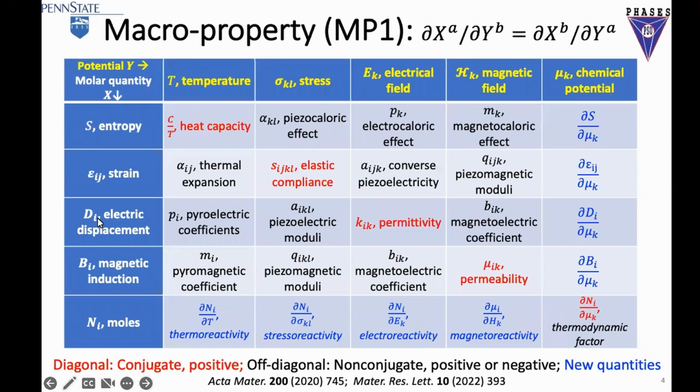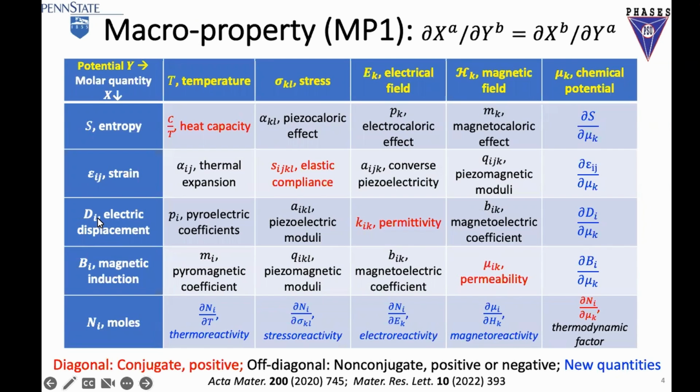The red ones are what we call the conjugate variables. T and S are one set of parameters that come together to give the free energy. So the red parameters are always positive in any stable system. But the black ones are also second derivatives, but they are not between conjugate variables.